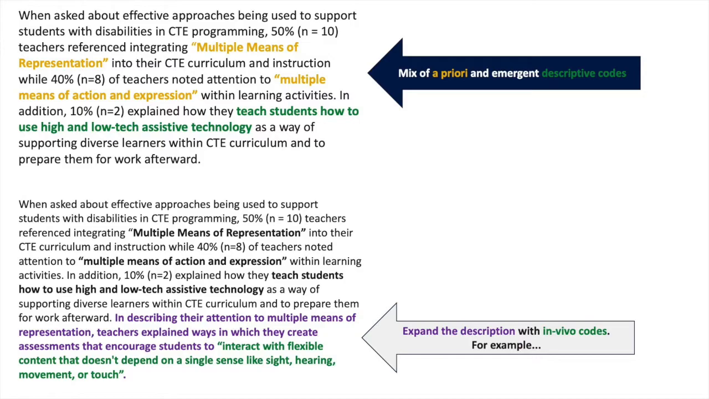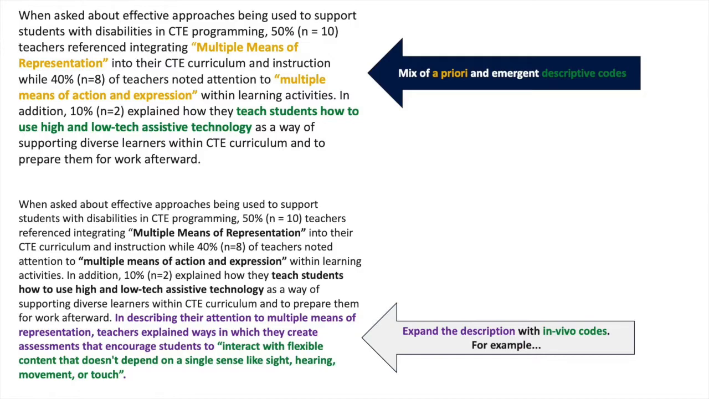So if I've gone through my first run of a mix of a priori and emergent descriptive codes, the last thing I want to do is look for one or two of those rich descriptive quotes, those in-vivo codes, and pull one or two out to help explain one of these codes, either a priori or descriptive codes. So in this case, I used an in-vivo code to explain my descriptive code. So I'm expanding the description, and then I'm using an in-vivo code to give context to what that looks like.